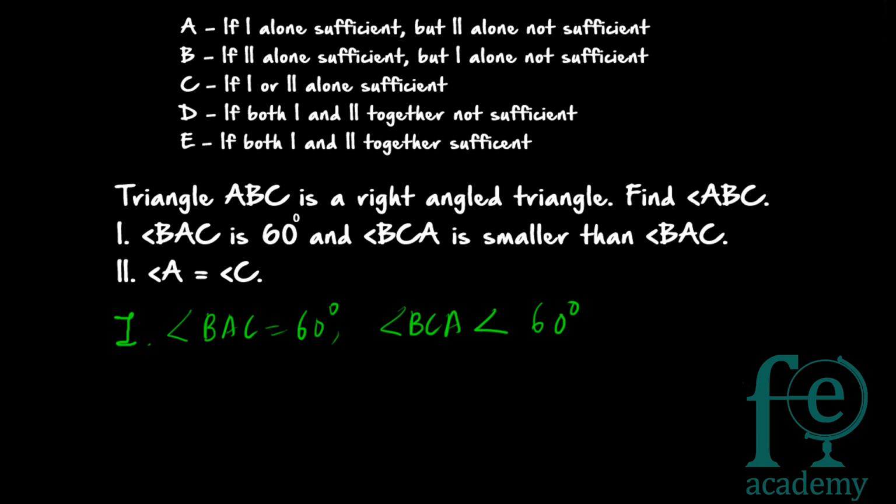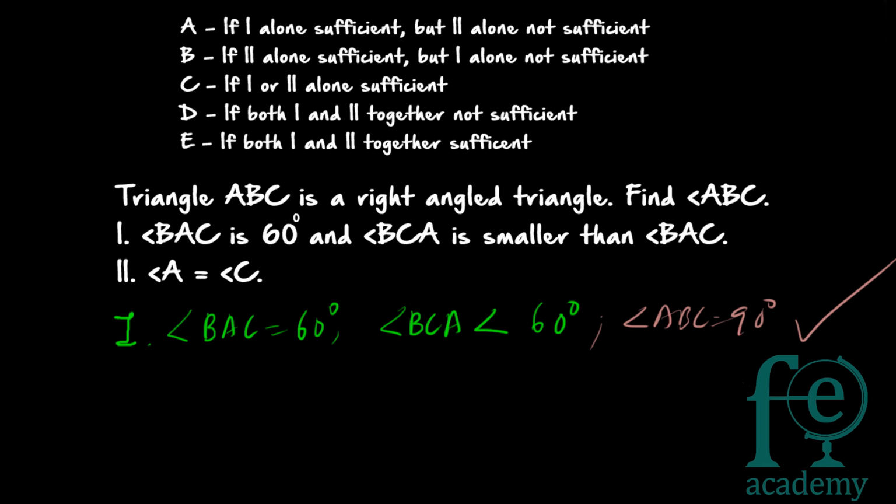So what does it mean? Angle BCA cannot be 90 degree. So if angle BCA is not equal to 90 degree and angle BAC is also not equal to 90 degree, it is obvious that angle ABC is equal to 90 degree. That is what we have to find out here. So angle ABC is equal to 90 degree. You will be getting it straight away from the first statement alone.